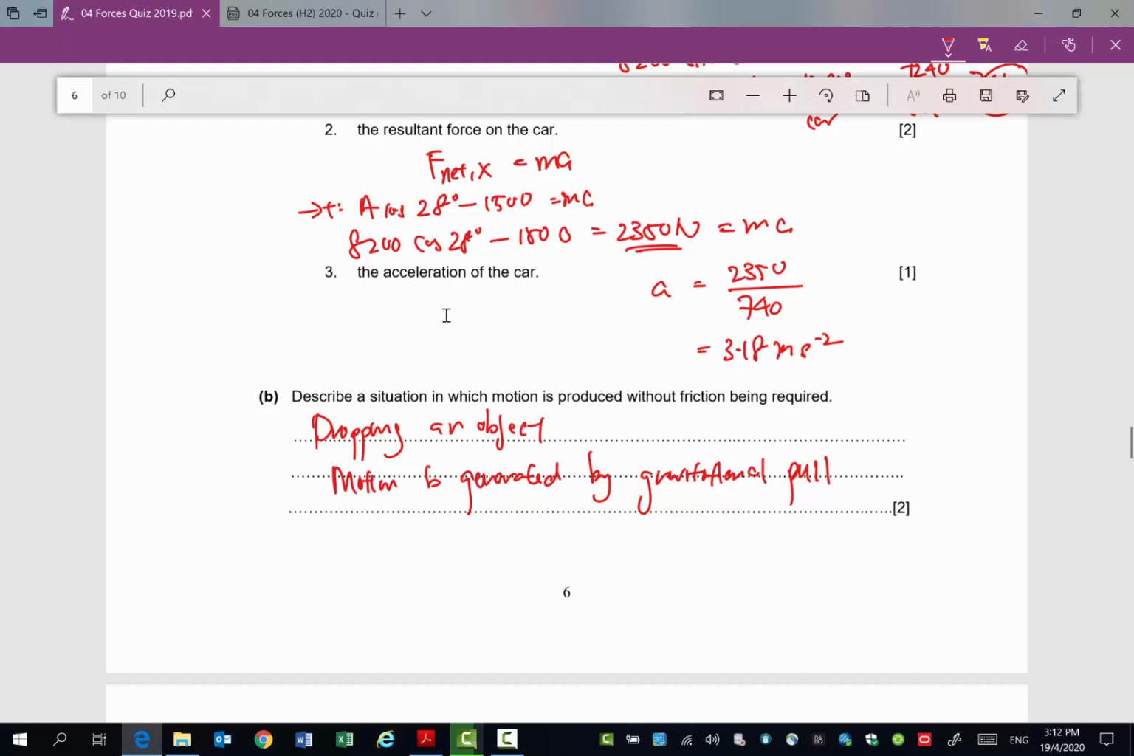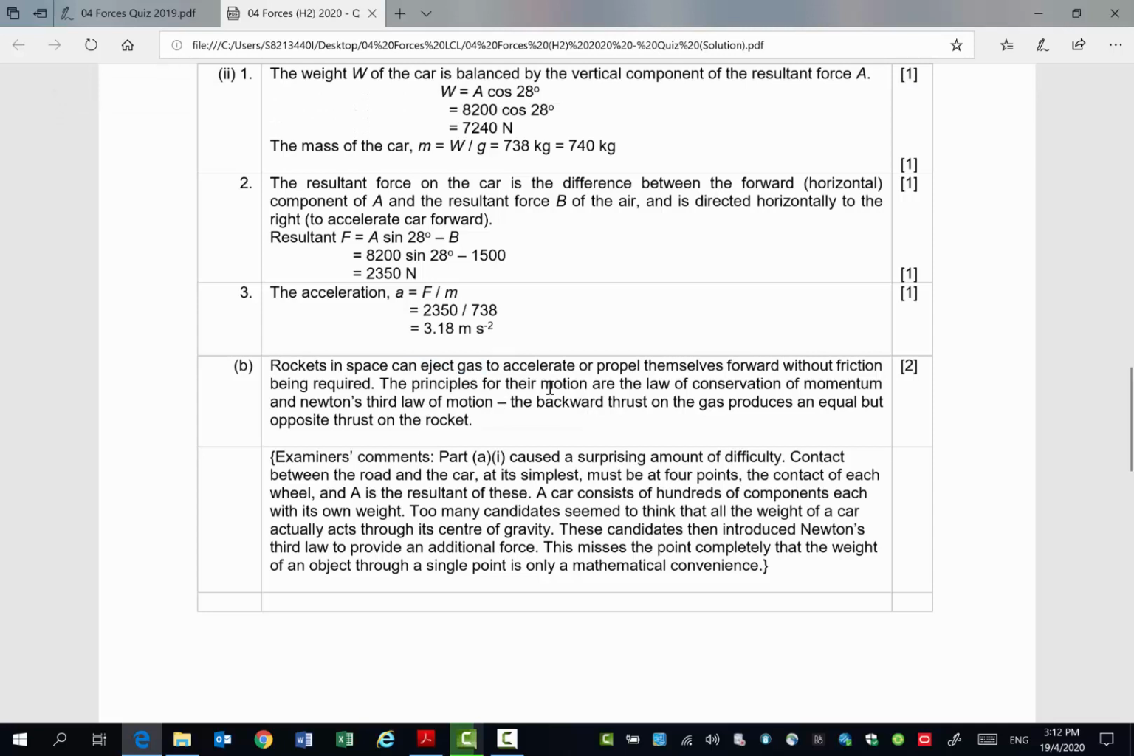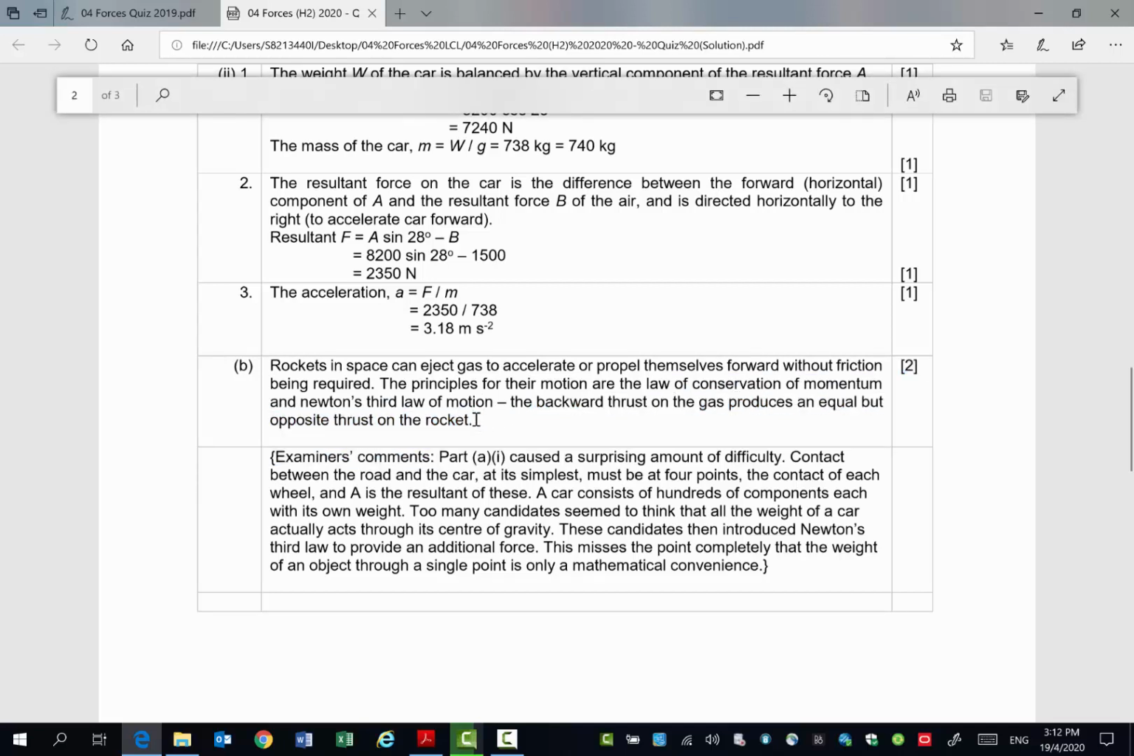Another possible way to generate motion without friction is, for example, rockets. How a rocket moves forward is that it propels itself forward by ejecting gas. It burns fuel and ejects the gas backward. Therefore, by Newton's third law and the conservation of momentum, the force backward on the gas results in the gas pushing the rocket forward. So the backward thrust on the gas produces an equal but opposite thrust on the rocket. This is another acceptable answer for part B. So this is the end of question 6. I'll move on to question 7 in the next video.